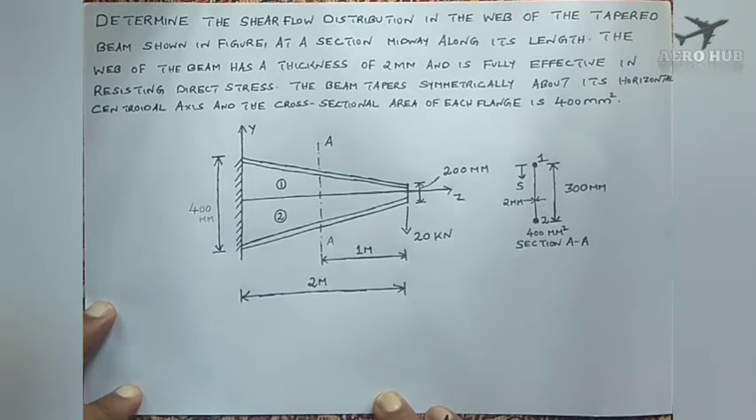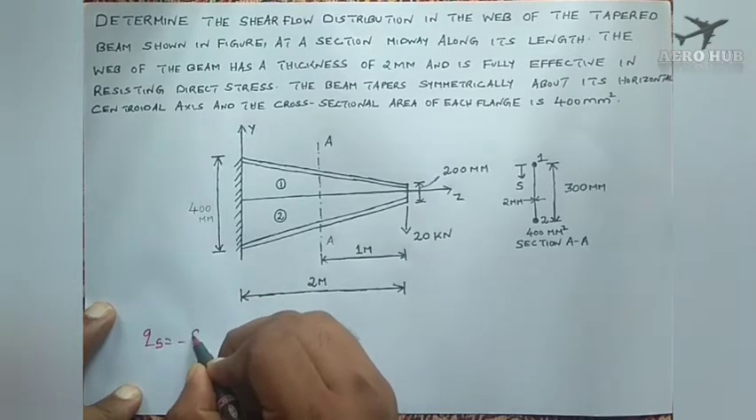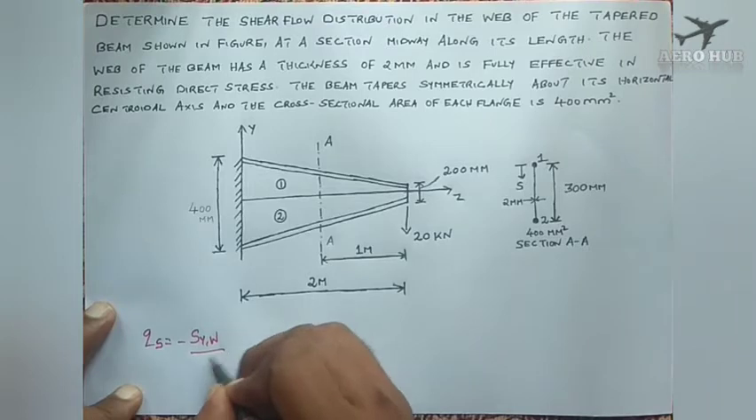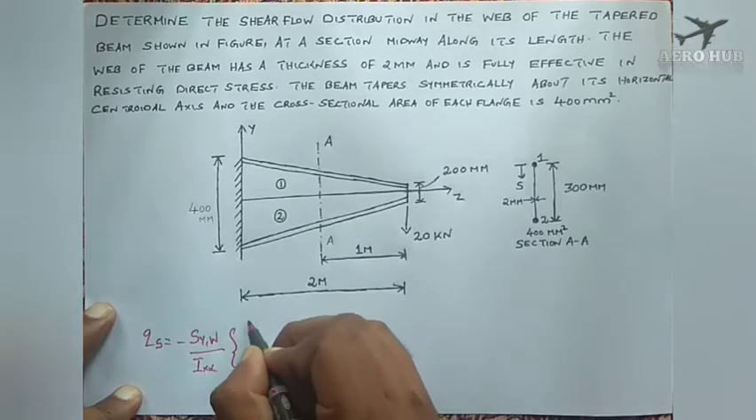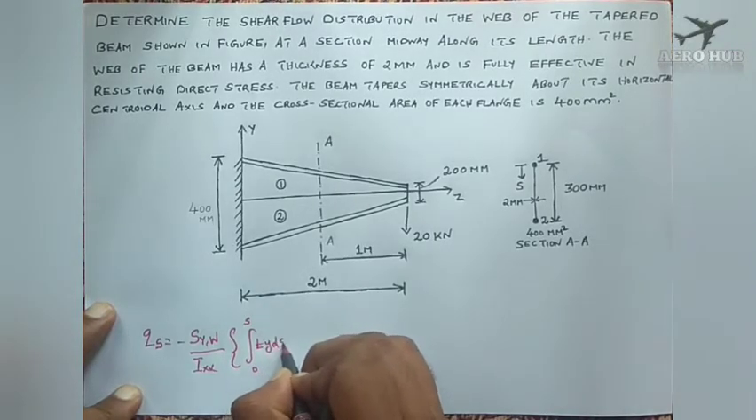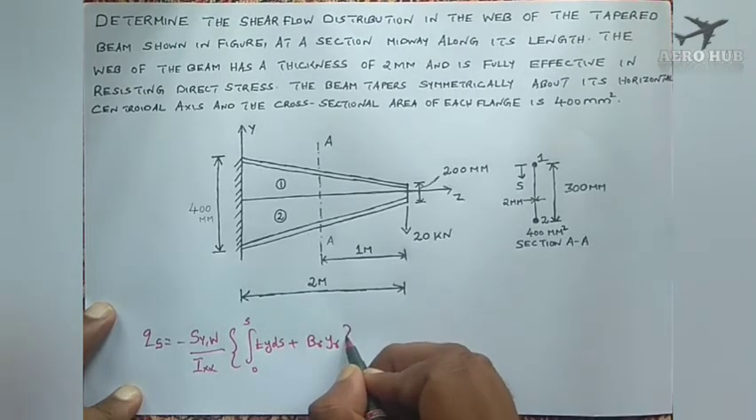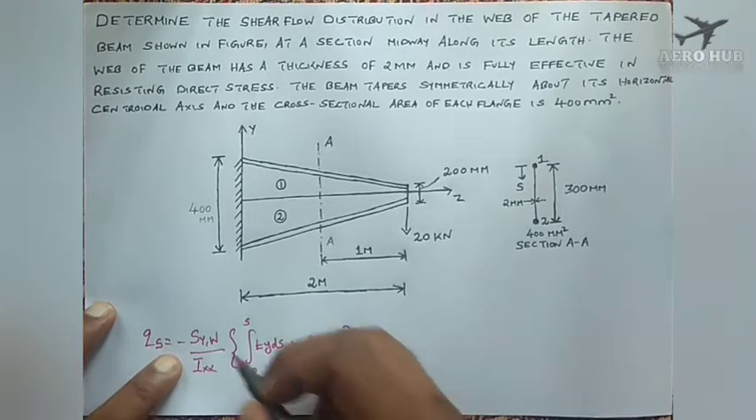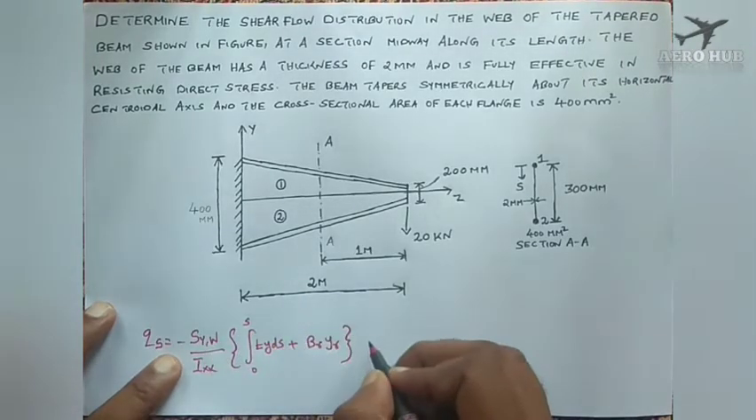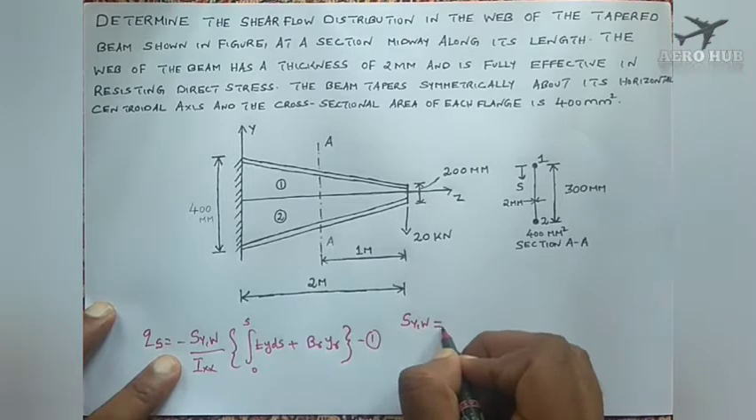The shear flow is given by Qs equals minus Sy of web divided by Ixx, into the integral from 0 to s of t y ds, plus Br yr, where Br is nothing but the flange area. This is the equation through which we find the value of shear flow. Now in this equation we have the term Sy of web, and we derived this equation in the previous lecture.